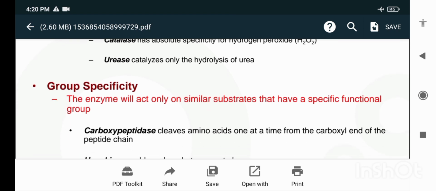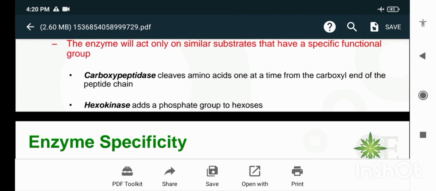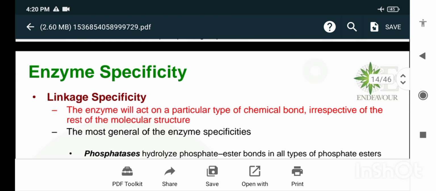Group specificity: the enzymes will act only on similar substrates that have a specific functional group. Carboxypeptidase cleaves amino acids one at a time from the carboxyl end of the peptide chain. Hexokinase adds a phosphate group to hexoses.